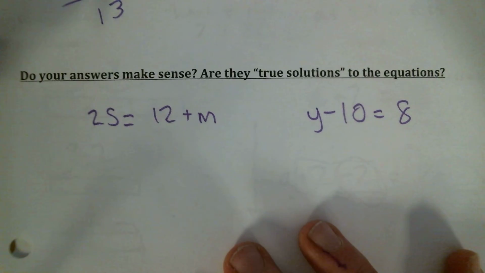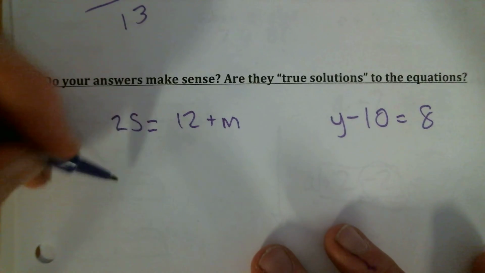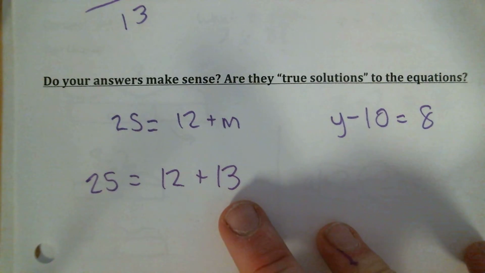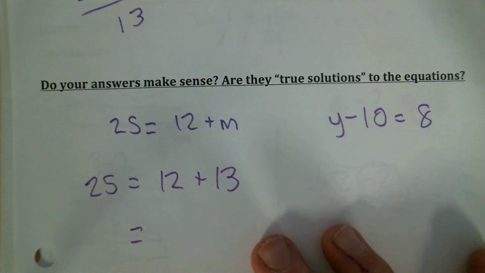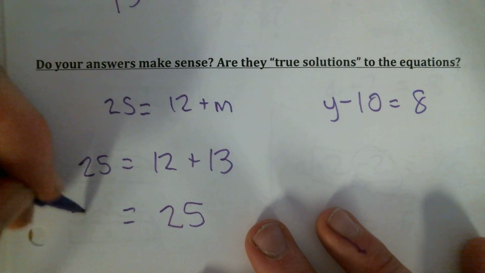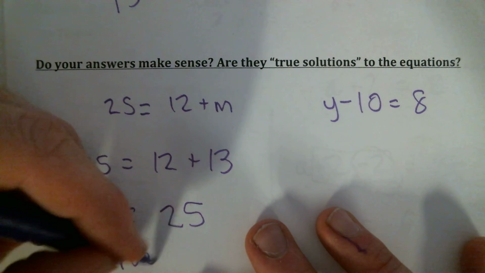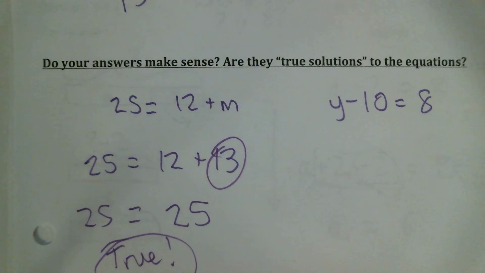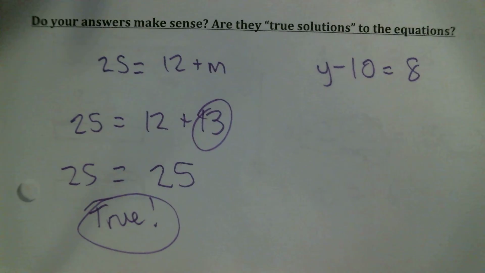So we said m should be equal to 13, so let's substitute. 25 equals 12 plus 13. Well, what is 12 plus 13? If I add my 1s, I would get 5. If I add my 10s, I would get 2. And so this is true. And so that means 13 is a solution. 13 is the solution to our equation.